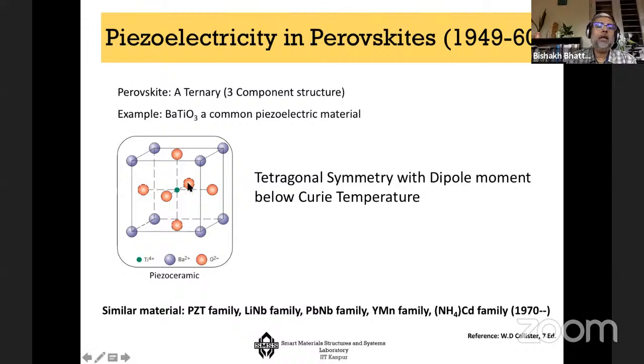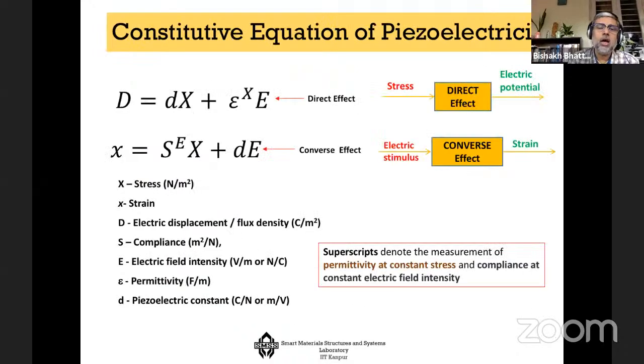Similarly, if you apply an electric field, then the titanium at the center will jump towards that direction, and that will create a mechanical change in the crystal structure. Now, this effect is observed in the lead zirconate family, lithium niobium, lead niobium family, yttrium magnesium manganese family, and ammonium cadmium family. So there are a lot of materials which show this type of phenomenon, and hence they can be used as piezoelectric material.